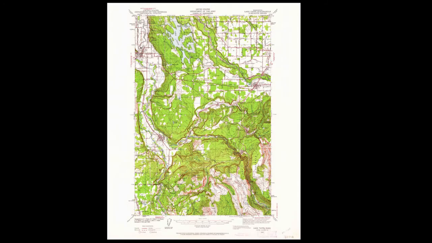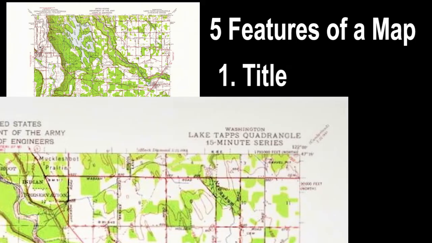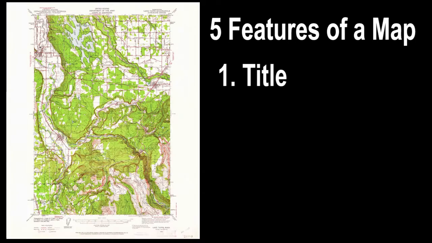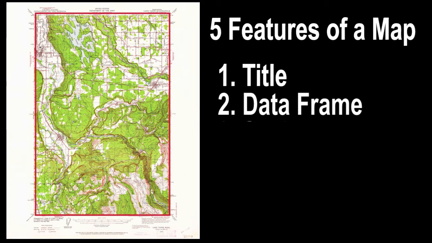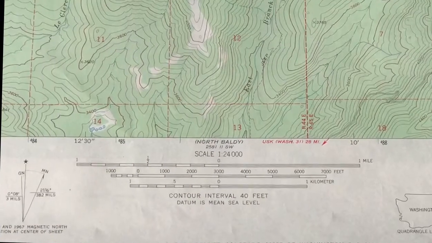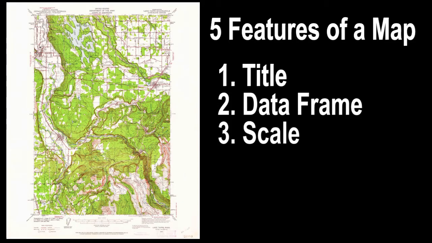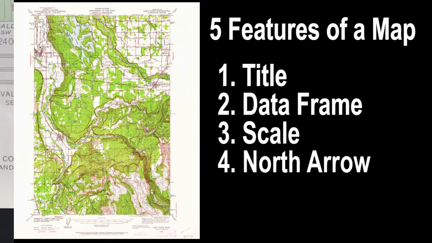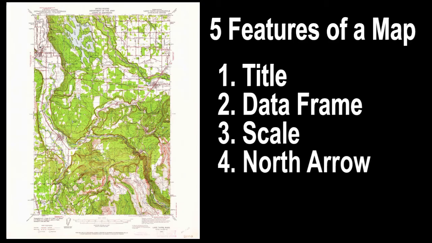With every map, there's going to be a number of features. Five that are essential: we need a title for the map, which gives us a reference point to which map we are looking at. We have a data frame, which is on the outside perimeter of the map, with the image on the inside, and on that data frame there are several different numbers. We also have a scale, which gives us a linear reference. We also have a north arrow, which gives us a cardinal direction. Maps are always oriented to the north, so you want to keep that in mind.